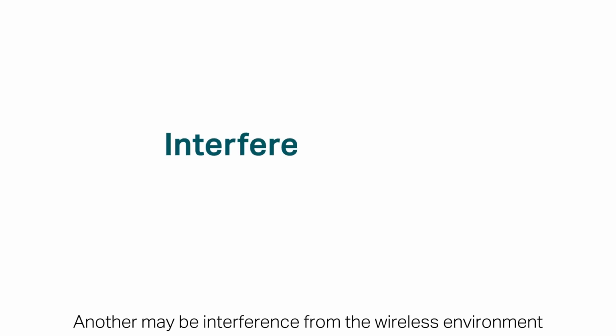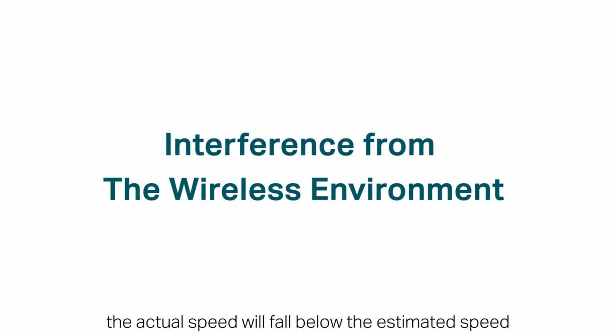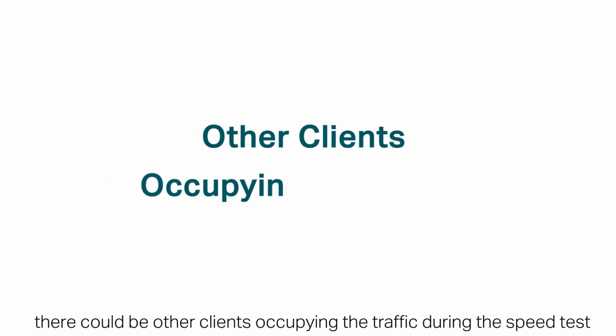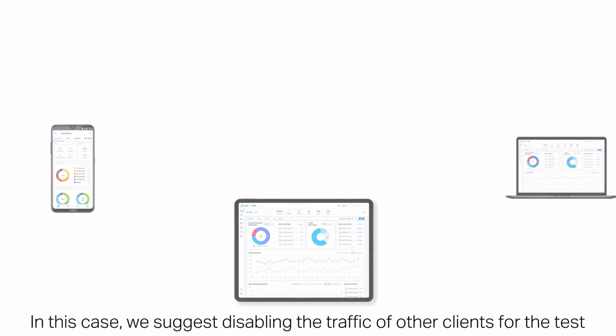Another may be interference from the wireless environment. If the wireless environment is poor, for instance, with high signal interference, the actual speed will fall below the estimated speed. Finally, there could be other clients occupying the traffic during the speed test. In this case, we suggest disabling the traffic of other clients for the test.